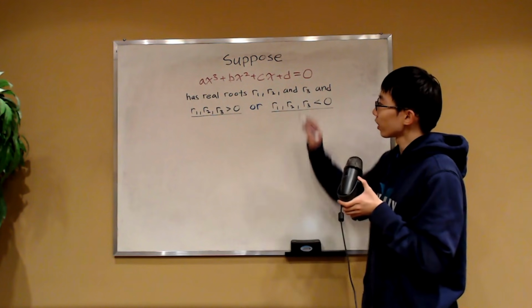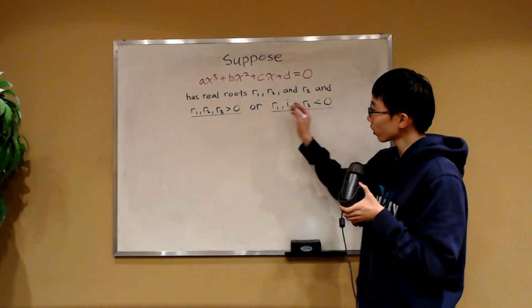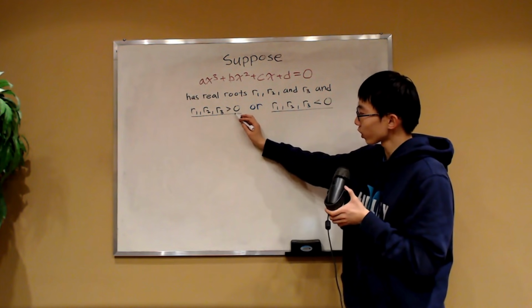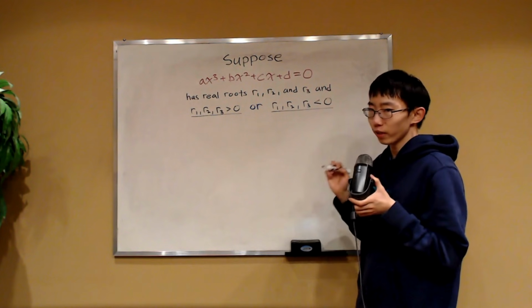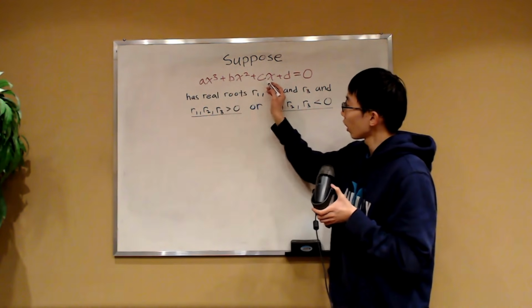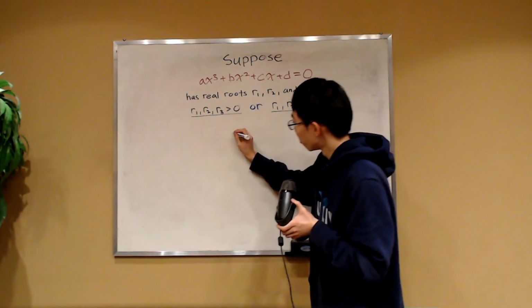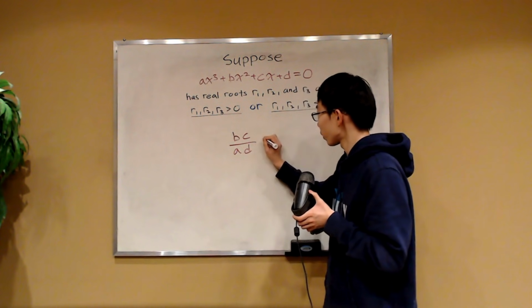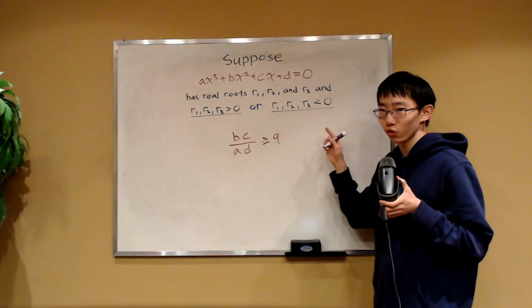Behind me is a cubic polynomial, and suppose it has real roots r1, r2, and r3. And suppose that all of them are either positive or negative. Now, what's so cool about this is that if you observe the coefficients of the polynomial, then I can guarantee to you that BC over AD is always greater than or equal to 9. I can guarantee this inequality to you.